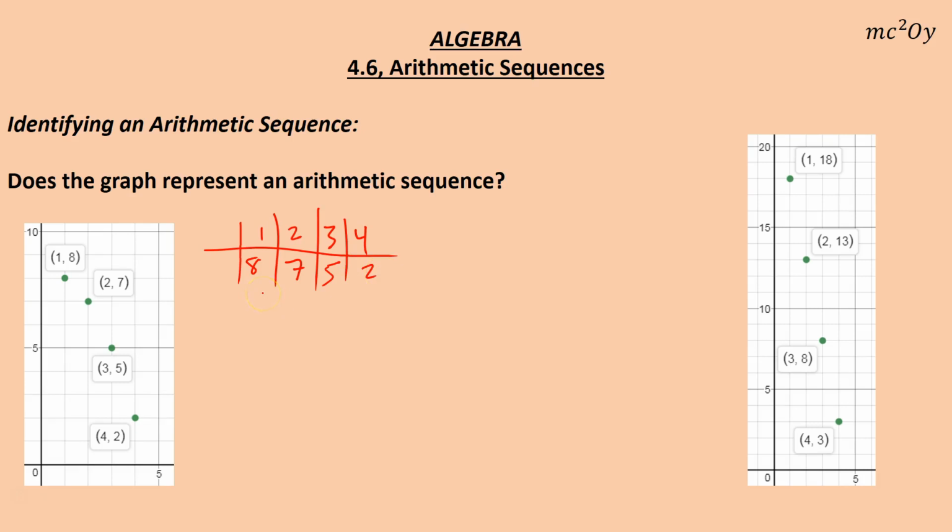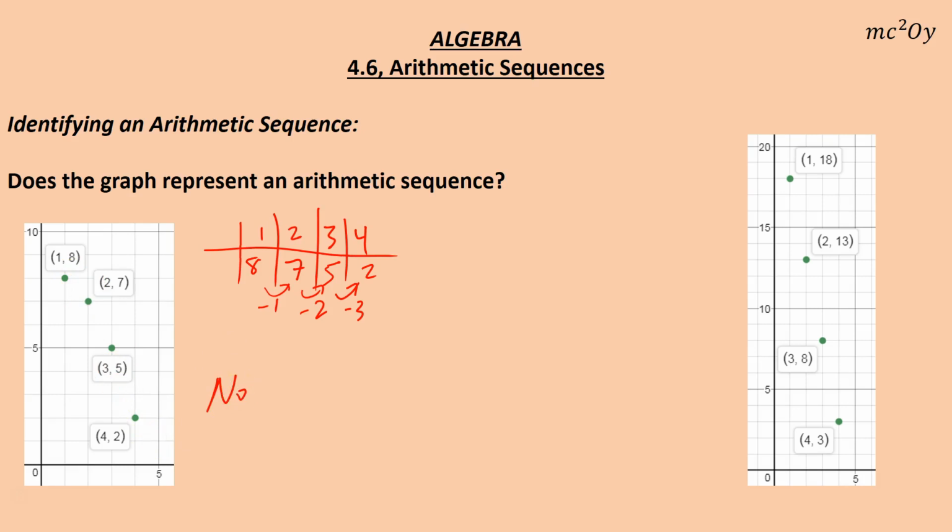Well, if it represents an arithmetic sequence, that means I have a common difference. I'm going up or down by the same amount. Well, let's guess I'm going down 1, I'm going down 3, or 2, excuse me. Let's fix that. And then I'm going down 3. So no common difference. And you'll notice they don't lie in a line either. That's the easy way to look at it. Hey, these aren't in a straight line. So no.